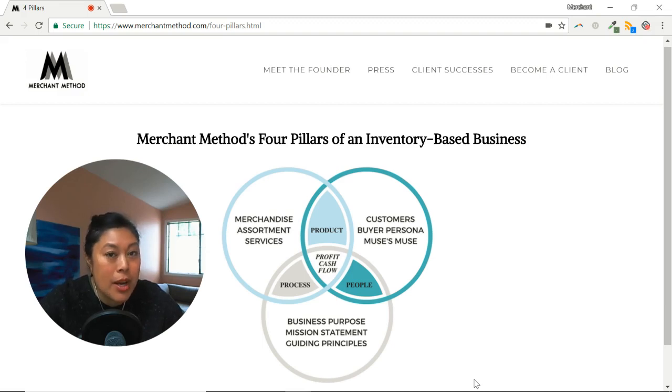Number 2, I want to talk about the 4 pillars of merchandising and then compare and contrast them to the 5 rights of retail. So when you look in this Venn diagram, which I love Venn diagrams, it allows us to get that 6,000-foot view. The 4 pillars are product, people, process, and profit. And profit's in the middle because we know cash flow is the way that you know you're firing on all cylinders in your inventory-based business. It's also what you need to continue to fuel the fire.